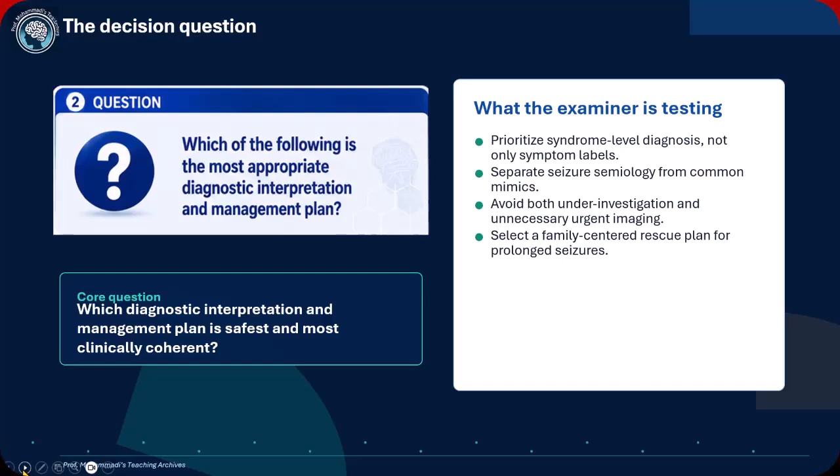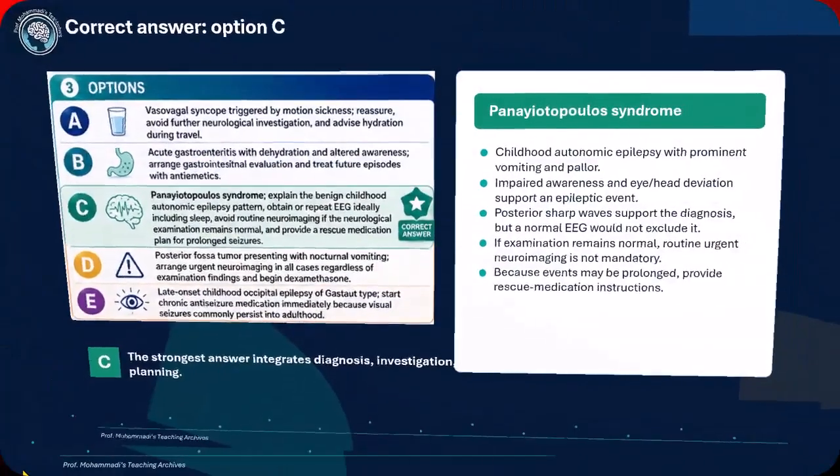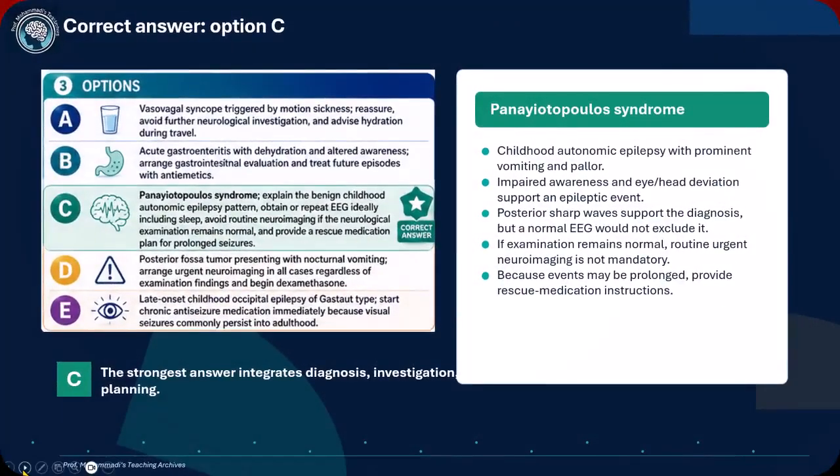The best answer is Panayiotopoulos syndrome, a childhood autonomic epilepsy. This diagnosis explains the prominent pallor, nausea, vomiting, impaired awareness, prolonged seizure duration, head and eye deviation, and postictal sleepiness. The previous nocturnal vomiting episodes with confusion are especially important because they suggest earlier unrecognized autonomic seizures.